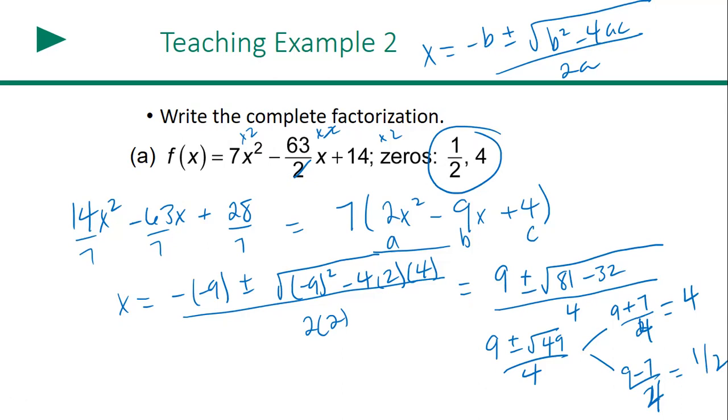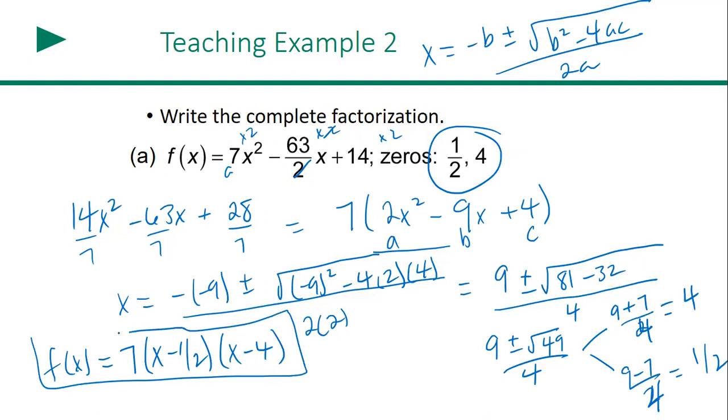Okay. So as you can see, there is a connection to everything, right? It all ties back together. All right. So we know that our factored form here is f of x equals, and it's always your original a value. And what was our original a value? 7. And then our factored form is x. We got a positive half, so our factor is going to be the opposite, a negative half. Does that make sense? And then our other one, we got a positive 4, so our factor is going to be a negative 4.